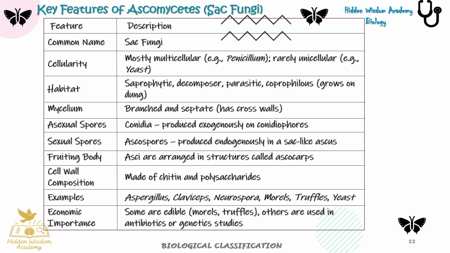Asexual spores: conidia are produced exogenously on conidiophores. Sexual spores: ascospores are produced endogenously in a sac-like ascus. Fruiting body: asci are arranged in structures called ascocarps. Cell wall composition: made up of chitin and polysaccharides. Examples: Aspergillus, Claviceps, Neurospora, morels, truffles, yeast. Economic importance: some are edible, morels, truffles; others are used in antibiotics or genetic studies.